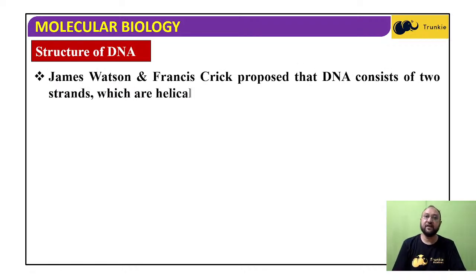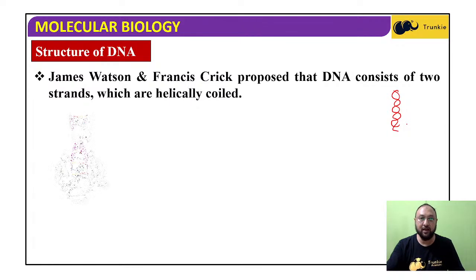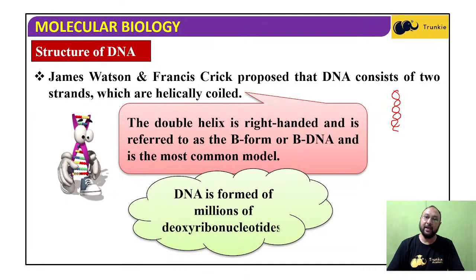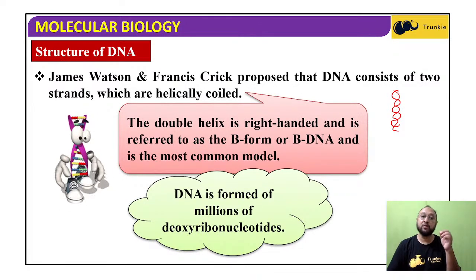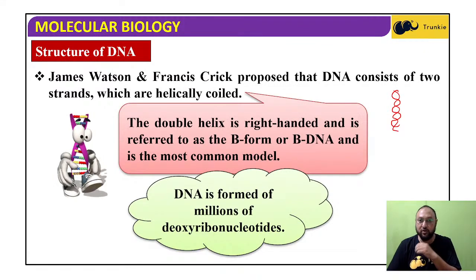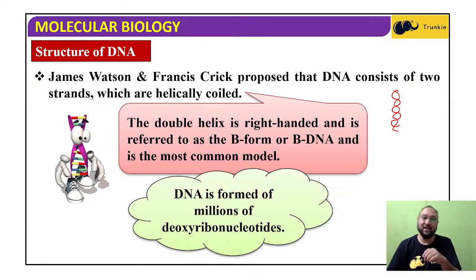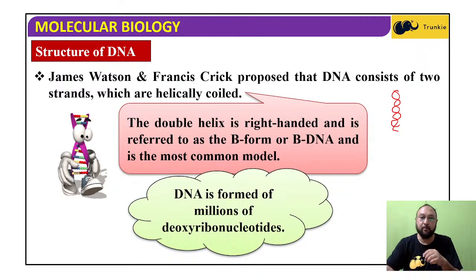James Watson and Francis Crick proposed that DNA consists of two strands which are helically coiled, as you have already seen in many pictures. It is helically coiled and the strands run anti-parallel. The double helix is right-handed and is referred to as the B form or B DNA, the most common model. There are other models also, but the most common is the B form, which is coiled helically with the strands running anti-parallel.